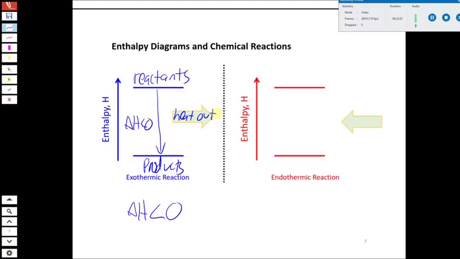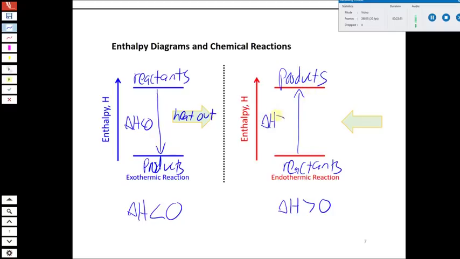Endothermic is opposite, delta H greater than 0. Because delta H is greater than 0, the products have higher enthalpy than the reactants. The final state is higher than the initial state whenever the change is positive. So products are higher enthalpy than reactants, and our delta H would then be greater than 0. And in order for this reaction to happen, heat goes into the system, which is why the temperature of the surroundings would decrease in that case. Okay? So that's the difference, just another way of thinking about it, between exothermic and endothermic processes.